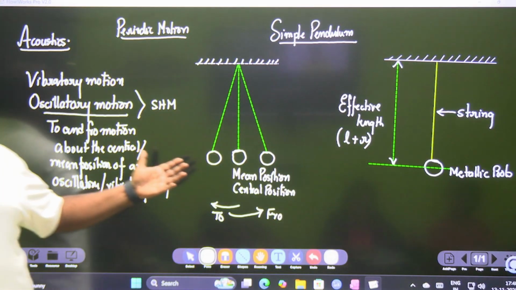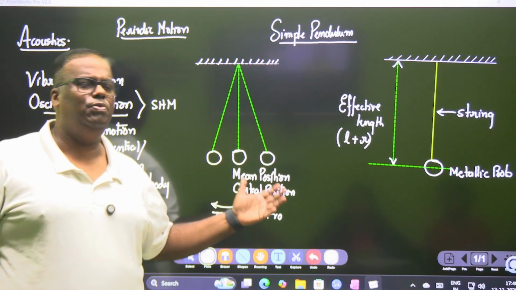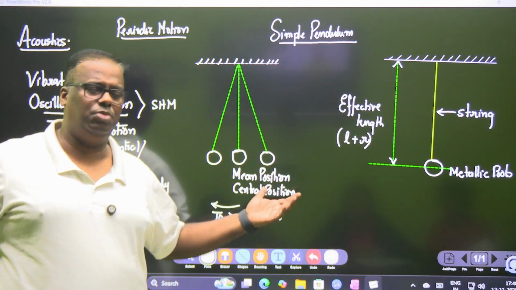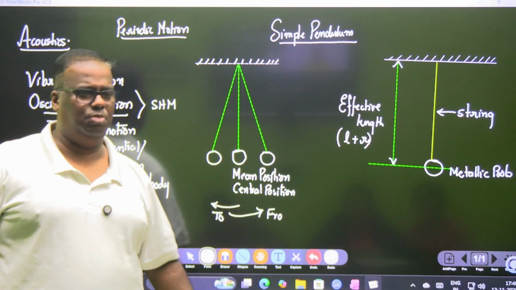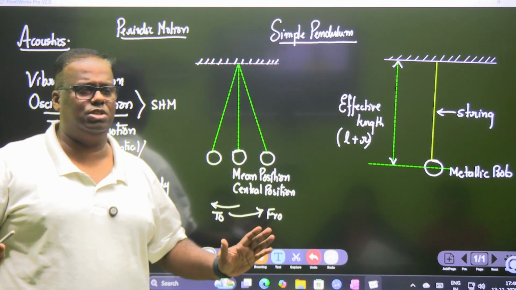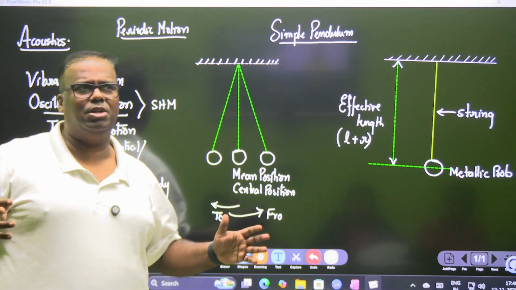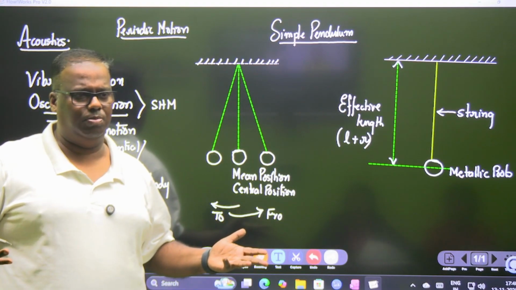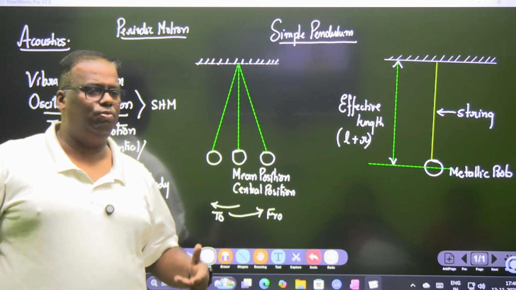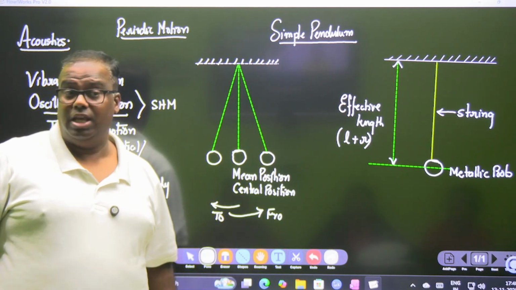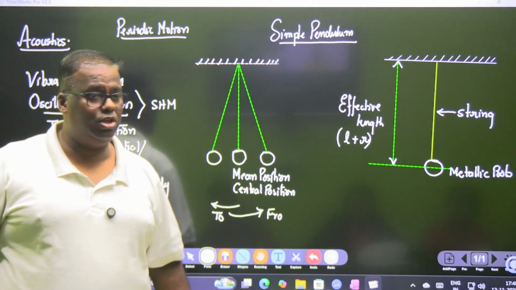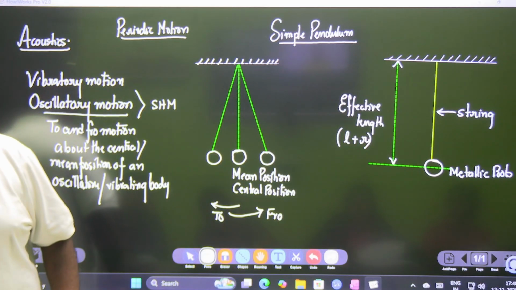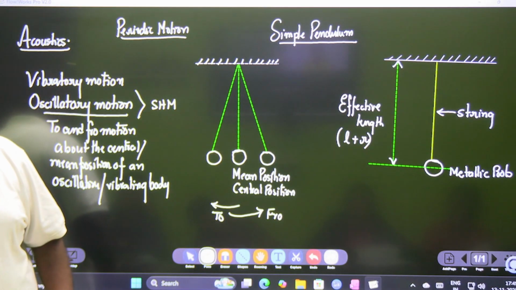I could have also explained this to you in the form of a swing. Is a swing a simple pendulum? Yes, a swing is also a simple pendulum. You can imagine it to be a simple pendulum, not exactly. Is a swing an example of vibratory motion? Yes. Is it an example of oscillatory motion? Yes. Is it an example of simple harmonic motion? Well, no. It can be if the displacements are so small that it is actually making a straight line.